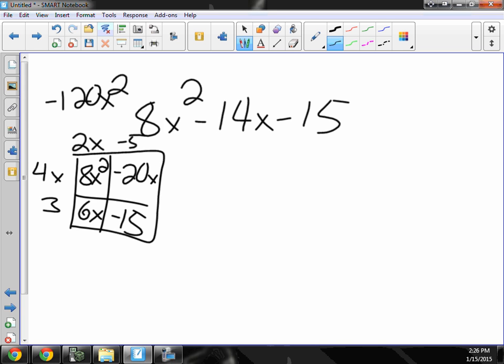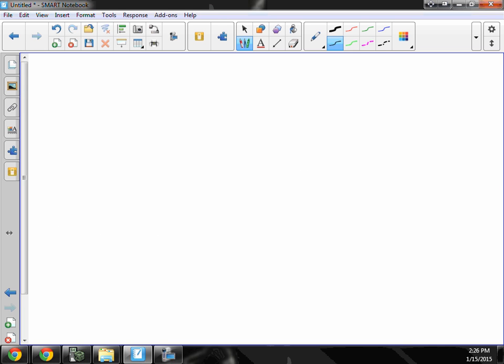And then 2x minus 5 equals 0. So what would the root be? 5 halves, and this one would be negative 3/4. Okay, we got that? What about this?